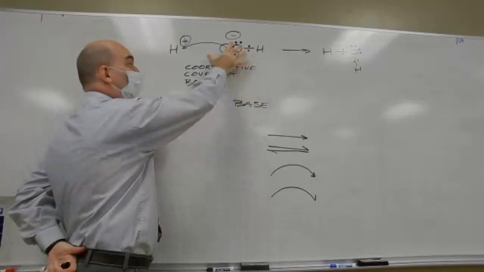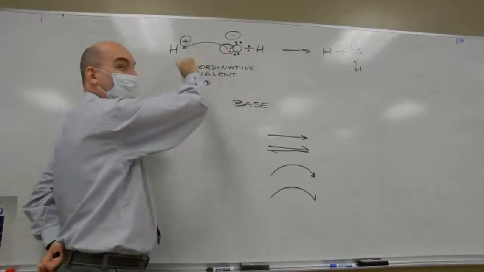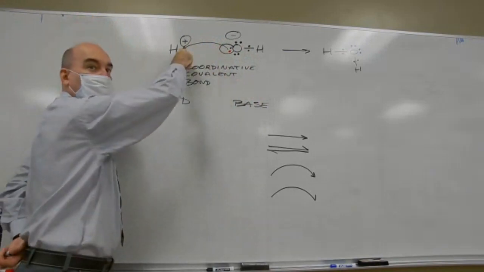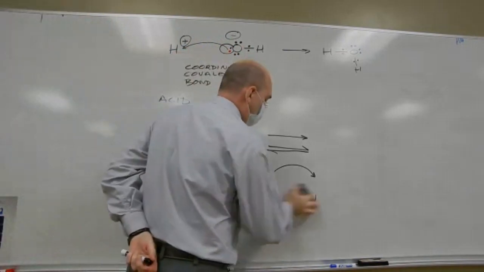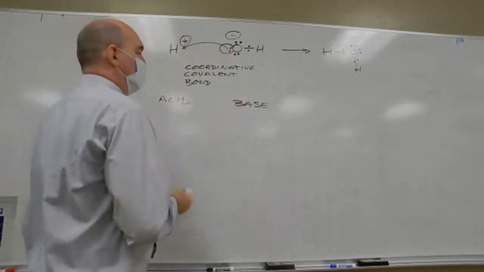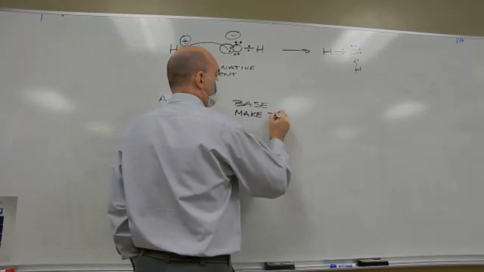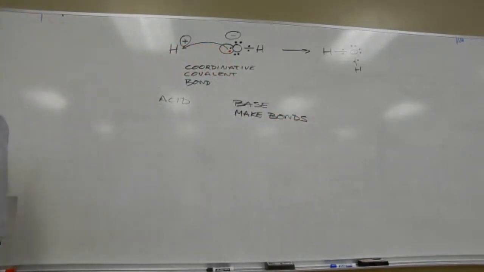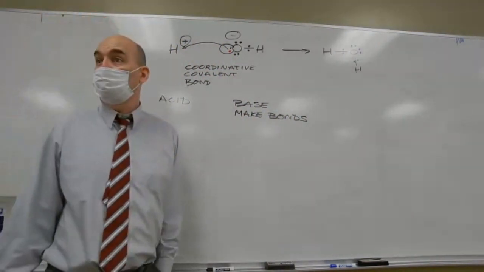When we're describing the flow of electrons in a reaction, we bend the arrows. Don't show me a straight line coming out of this and going to there. Don't do that. Bases make bonds. Acids, well, acids accept the bond.